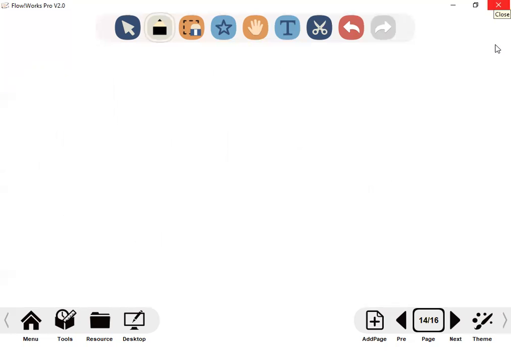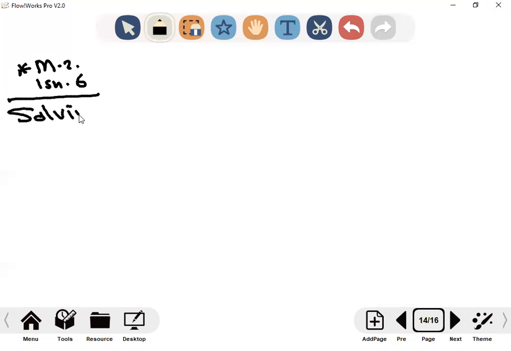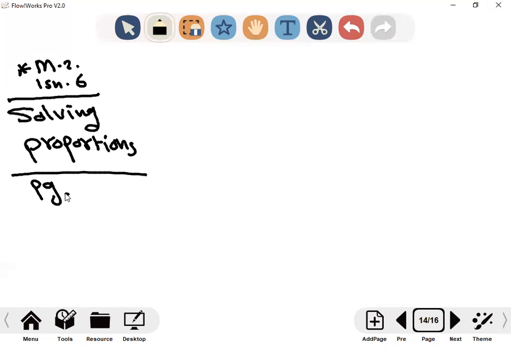Which lesson is it? 2-6, solving proportions. Yeah, we are on module 2. Module 2, lesson 6, solving proportions. Okay, we are on page 109, and today it's for October.